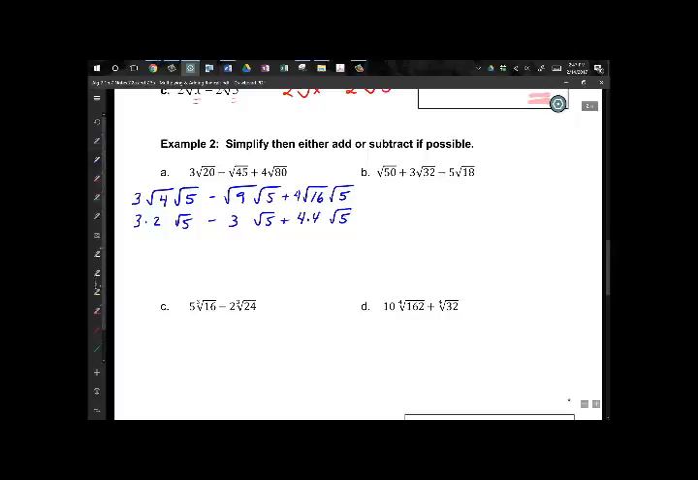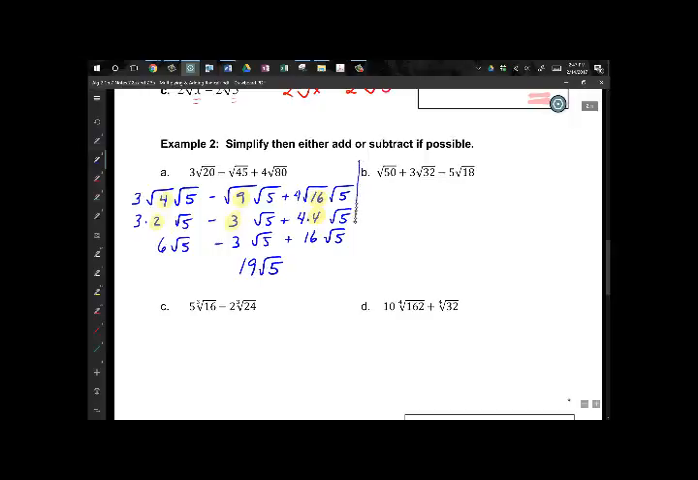Now I'm going to highlight where these parts came from. The 4 comes to the 2, the 9 comes to the 3, and the 16 comes to the 4. This is just a case where being careful with your detail will pay off. 3 times 2 is 6 root 5, minus 3 root 5, plus 16 root 5. 6 minus 3 is 3. 3 plus 16, therefore my answer is 19 root 5.